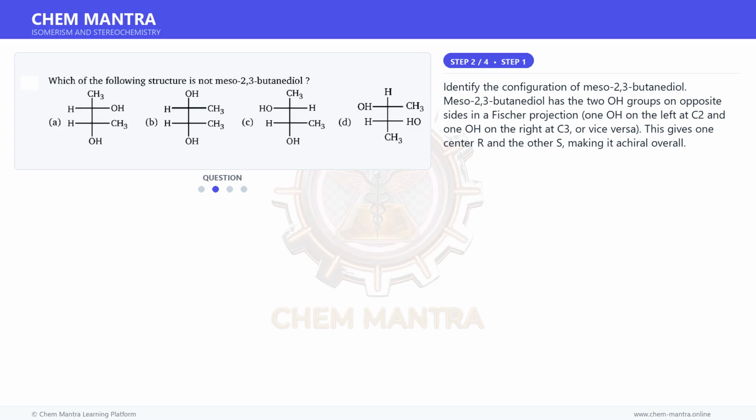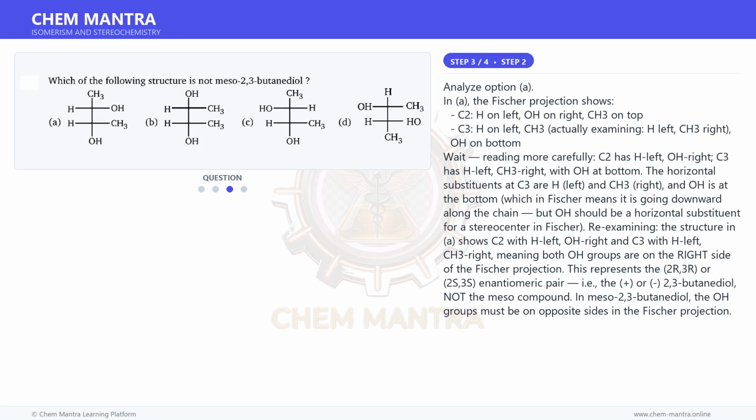Moving on to the next step. Identify the configuration of meso 2,3-butanediol. Meso 2,3-butanediol has the two OH groups on opposite sides in a Fischer projection, one OH on the left at C2 and one OH on the right at C3 or vice versa. This gives one center R and the other S, making it achiral overall. Moving on to the next step.